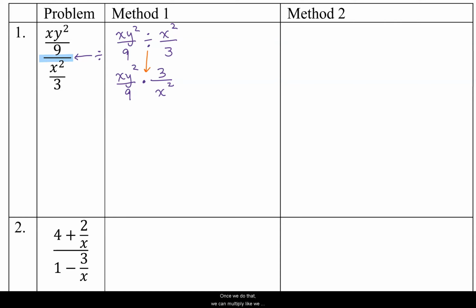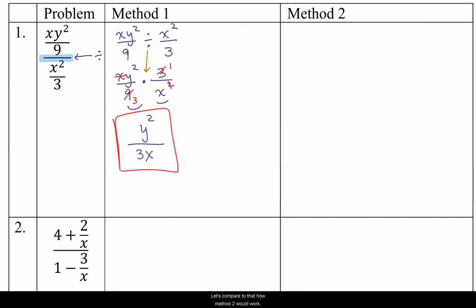Once we do that, we can multiply like we multiplied rational expressions before. We don't just want to multiply straight across though. We want to make sure that we cancel common factors so we don't have to do it later. So I notice that I've got a 3 and a 9, so I can divide by 3. I also notice I have an x in a numerator and an x in a denominator, so I can cancel those x's. And in doing that, the only thing remaining in the numerator is a y squared, and in the denominator we have a 3x. That's our solution.